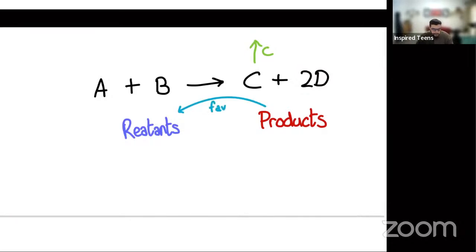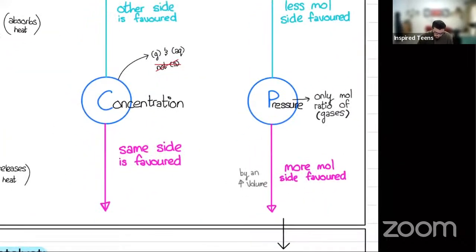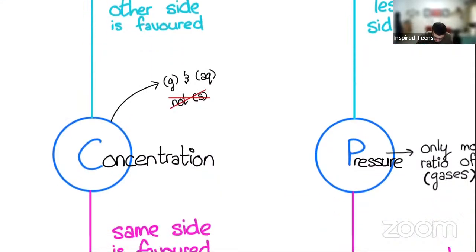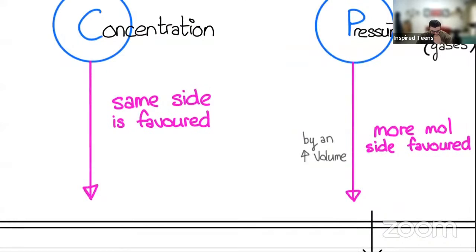Okay, and that's basically how we determine what is the other side. So when there's an increase in concentration of anything, a reactant or product, the other side is favored. That's what we mean by the other side. If you want to favor reactants, remember, you need to favor the reverse. If you want to favor products, you need to favor the forward reaction. Okay, so that's for concentration increase.